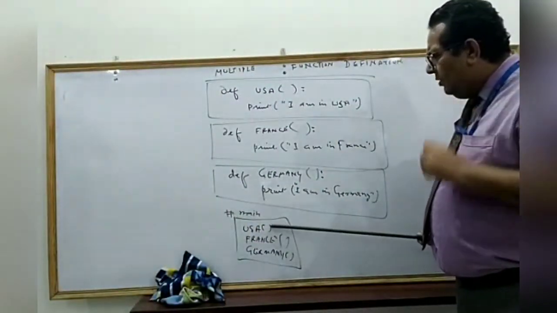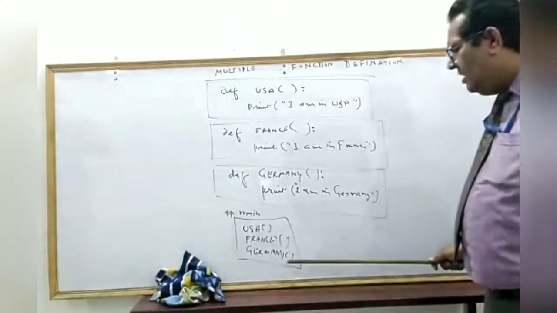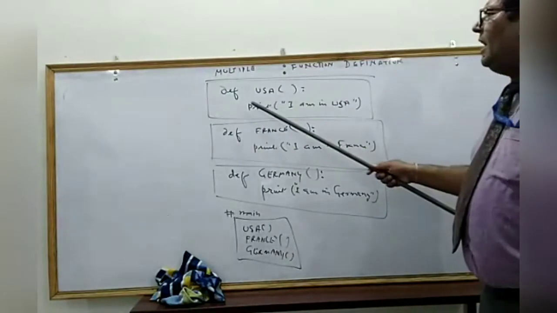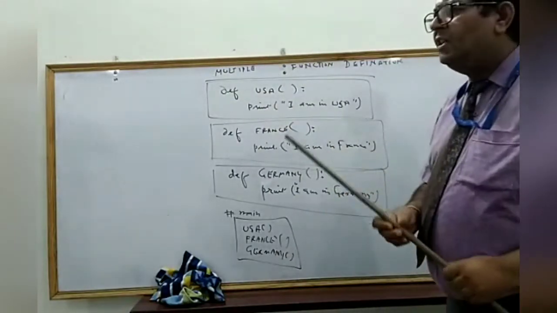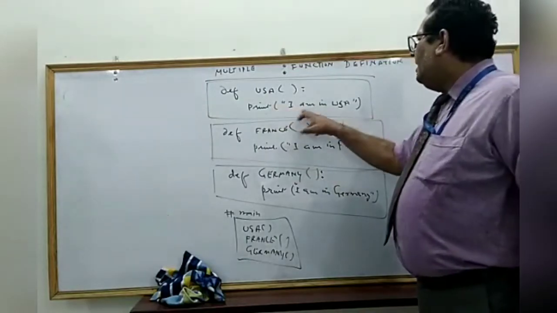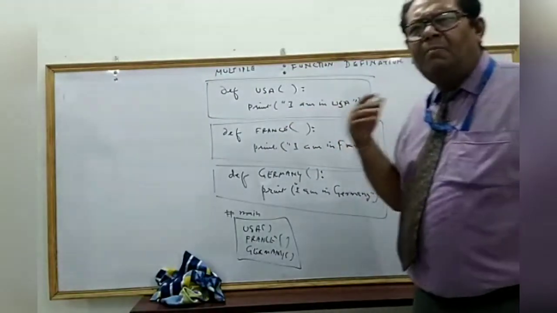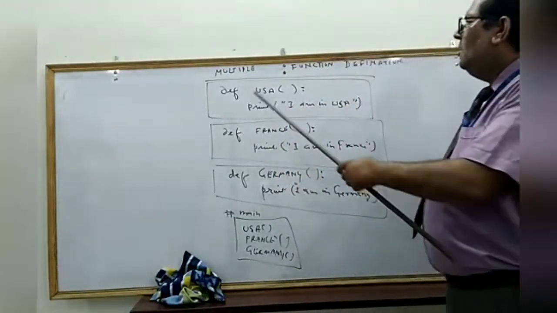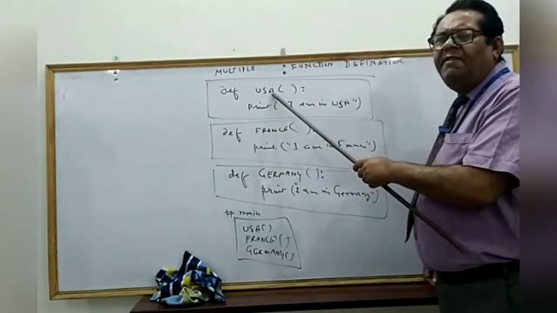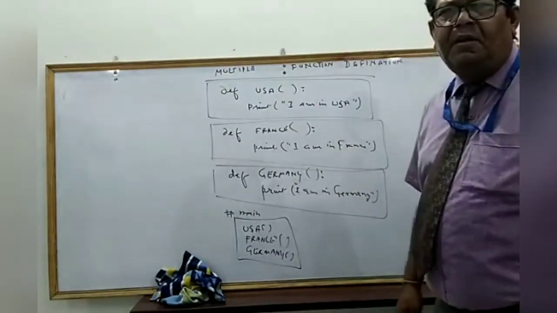So I have called the USA function first, then I have called the function France, then I have called the function Germany. Now here you can see that I have defined the first function with the name USA, which will just print a message that I am in USA. A very simple function I have defined just to show how the multiple functions are called and in which order they are called.